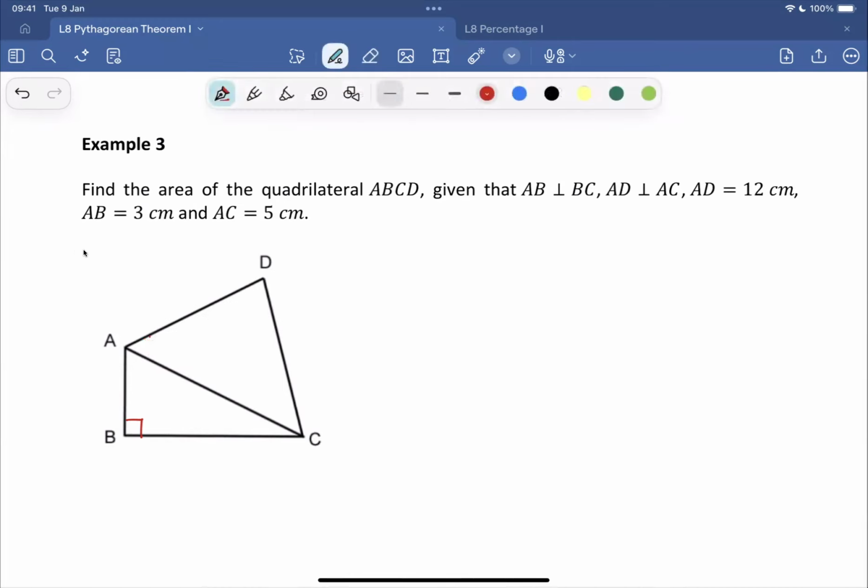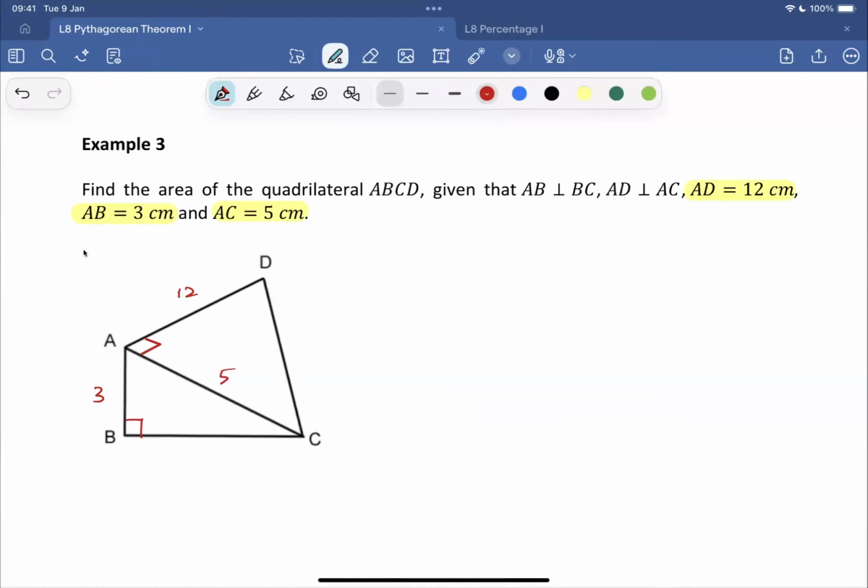Oh, they say that there's a 90-degree angle here. This definitely does not look like a 90-degree angle, right, students? It definitely doesn't look like it, but as you know, in mathematics, diagrams are not drawn to scale. So we just need to follow what the question gives us. Now, what else did they tell us? AD is 12. And what else? AB is 3. And AC is 5. AC is 5.